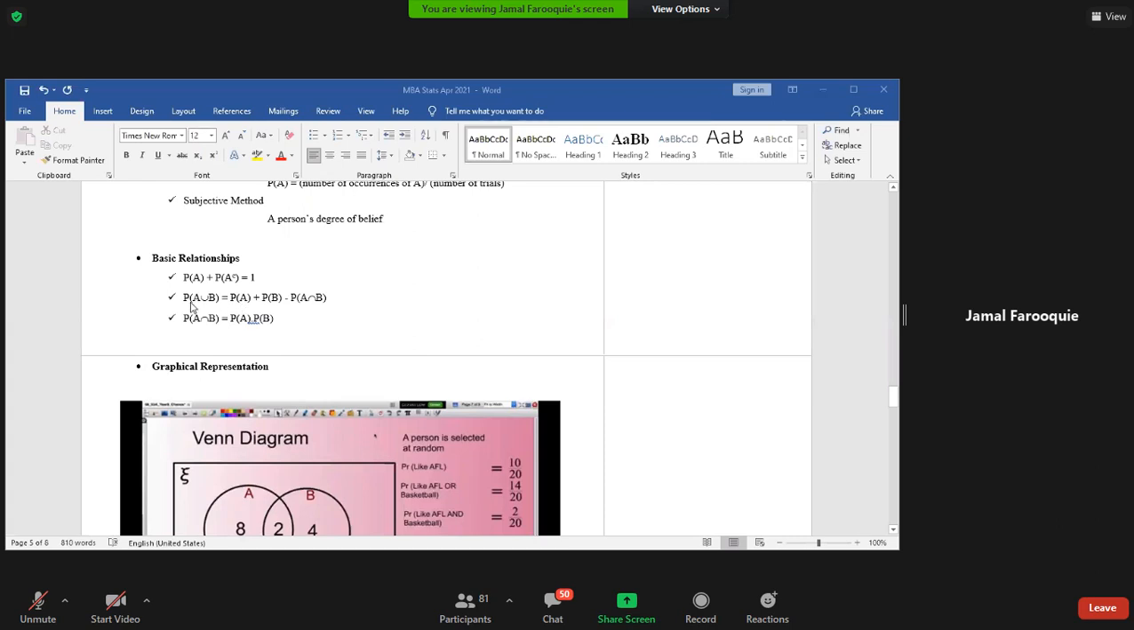And when we say A and B, then we multiply. So what is the joint probability, or joint occurrence, of A and B? Then it will be probability of A multiplied by probability of B. Any question in these three relationships? It's clear?